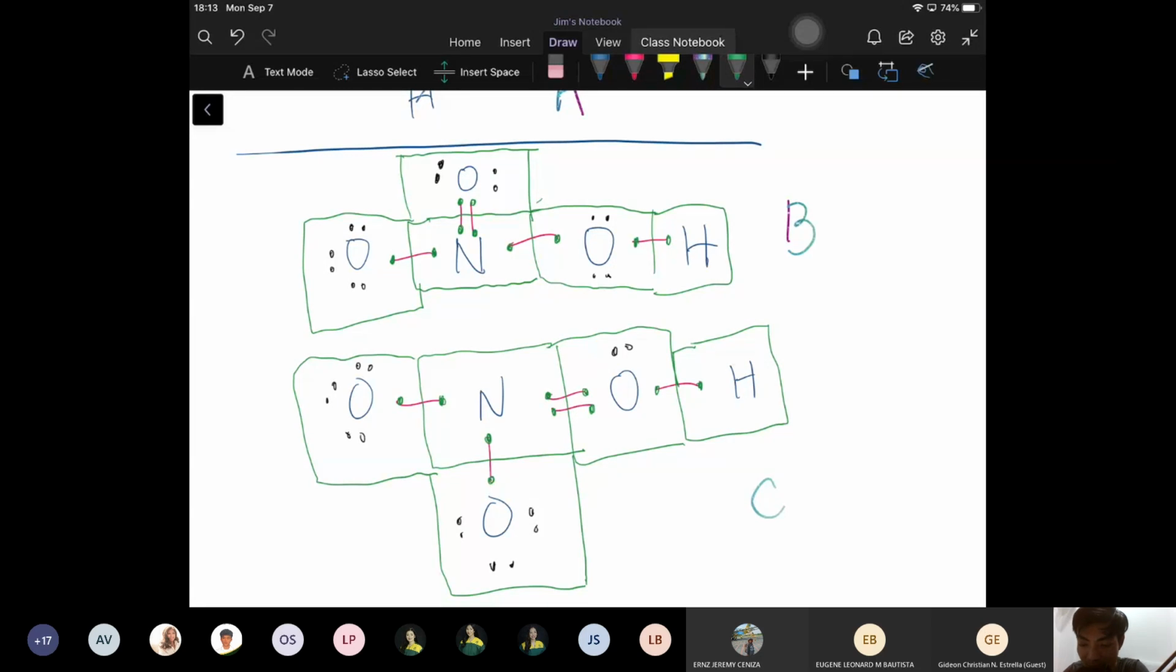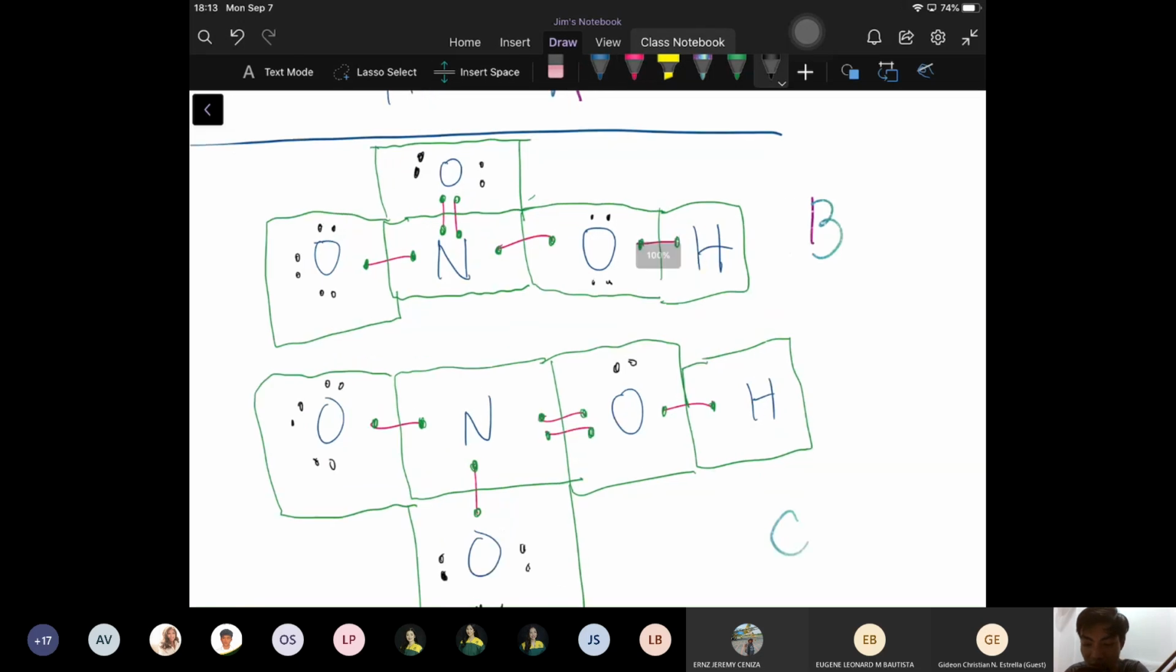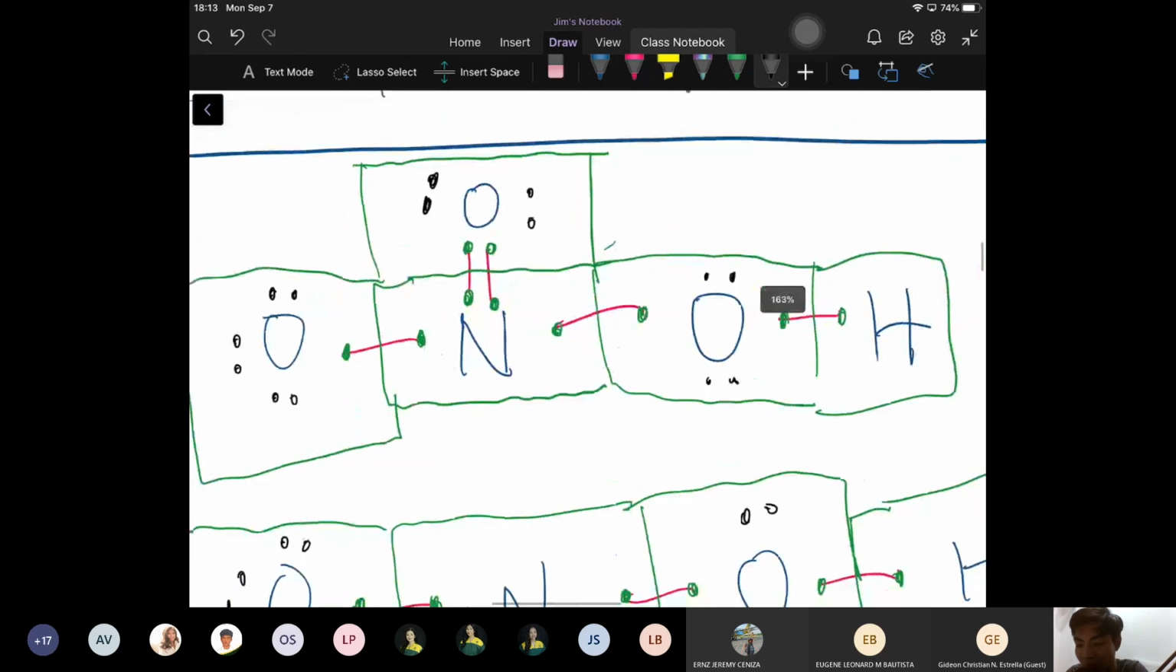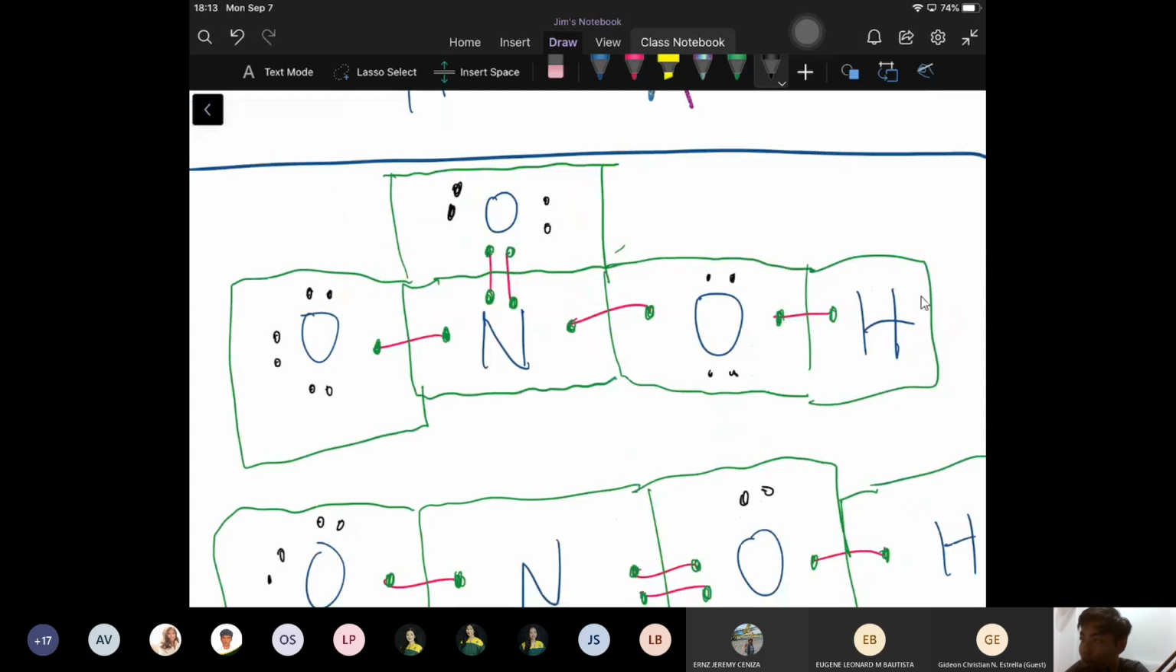Okay, so ayan, no? Ayan, so it seems we're done writing the electrons and placing boxes. Ngayon, formal charge, no? Letter B muna tayo. Formal charge ni hydrogen. Should minus have.